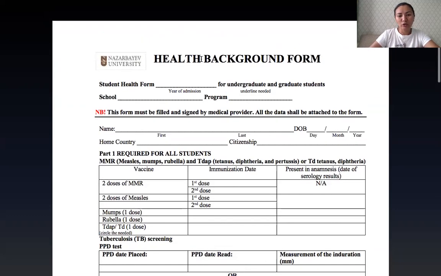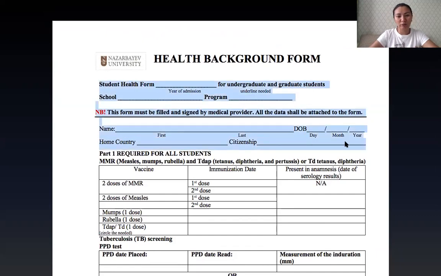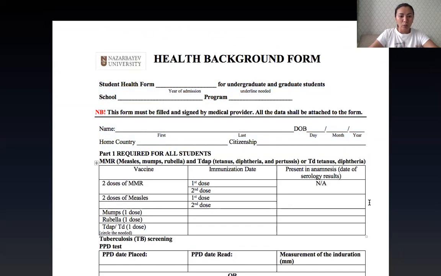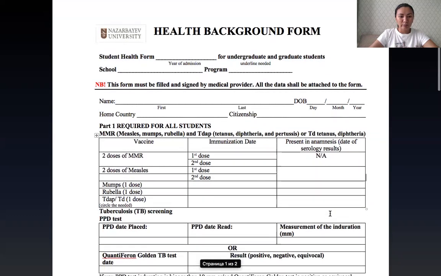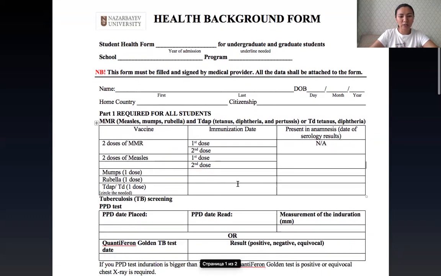And actually there is a part five, a kind of passport part. You need to identify the year of admission, school, program, your name, country, and so on. It's right over here. It's pretty straightforward and you don't need to be explained how to do that. It's pretty clear, I guess. Well, let's get started with part one.